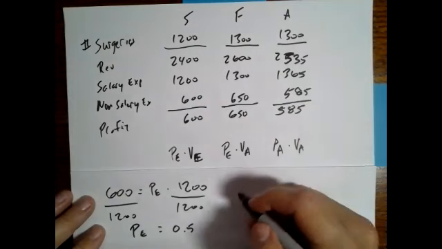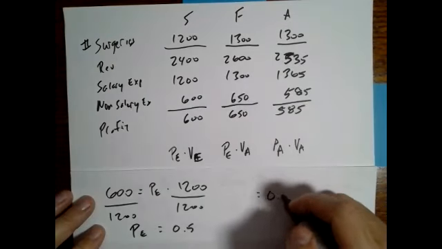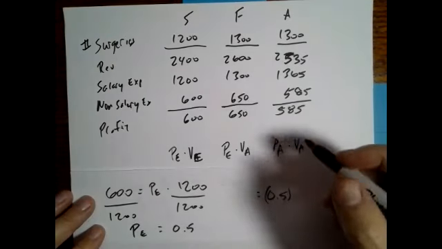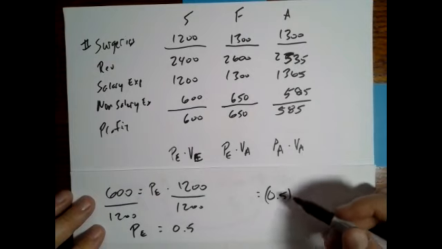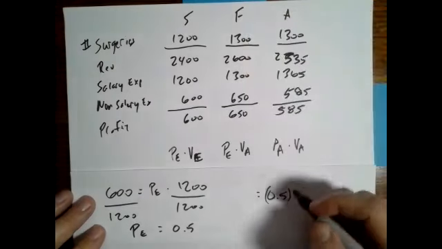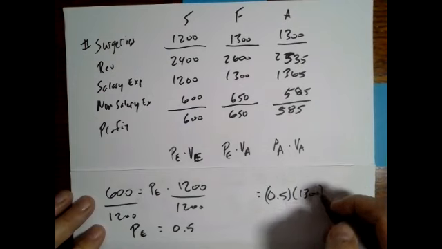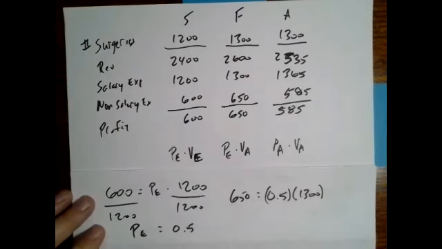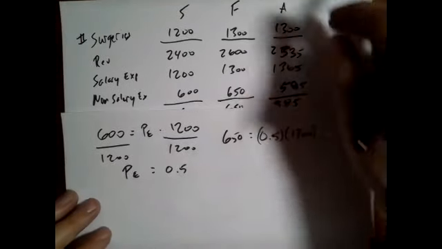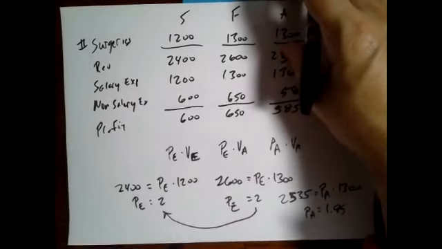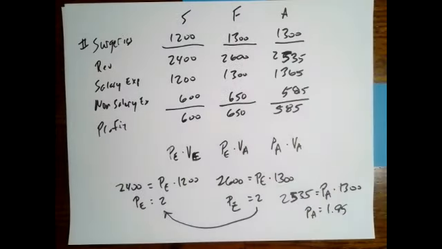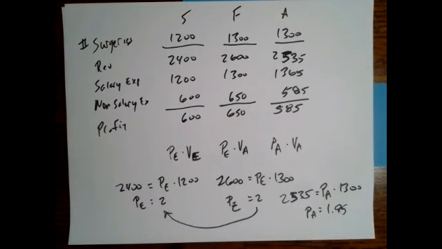To get the flex, we take the price expected of 50 cents per, or 0.5 or 500 per, times the actual volume of 1,300, and we get 650, which again matches right here. So that's where all that comes from. So that's part A.